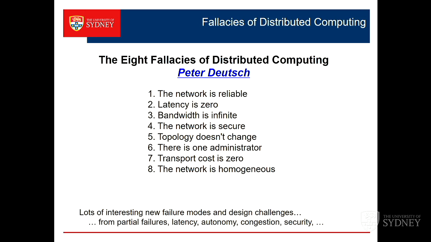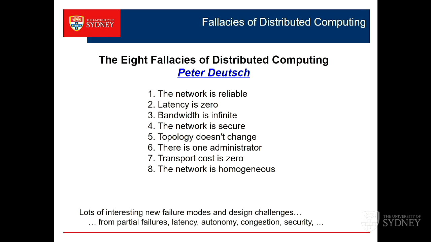The network is not secure. You have to worry about security. The topology doesn't change. Someone doesn't plug something in and unplug it and move it somewhere else. The way you used to send that request is now different. It's got to be routed across to somewhere else. There's only one administrator, which is a fallacy because now I have different administrative domains. I can't just go and get that done. I've now got to negotiate with someone else, or someone else might have decided to reconfigure something for their own purposes. There can be interesting problems to do with administration.